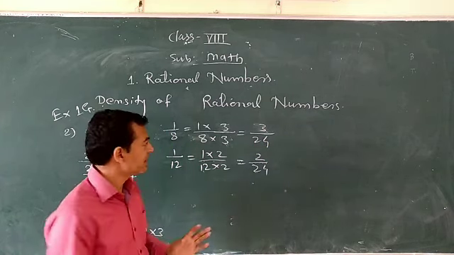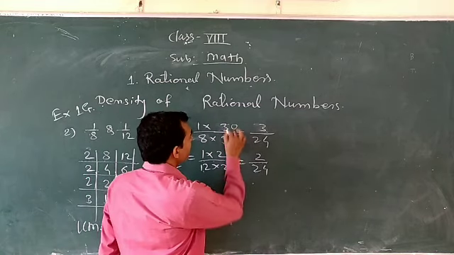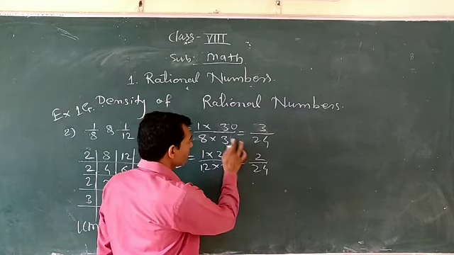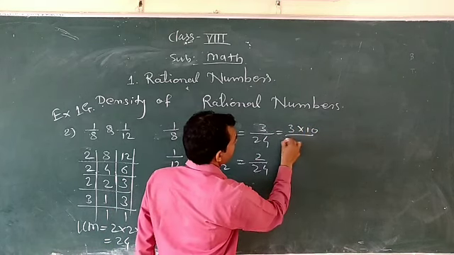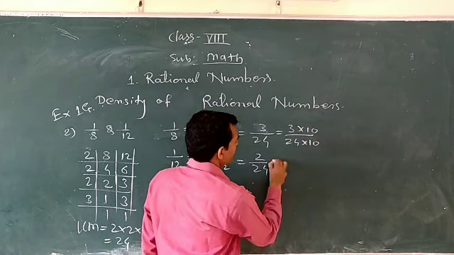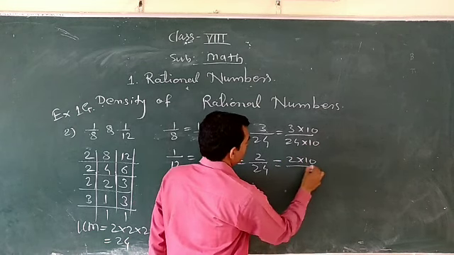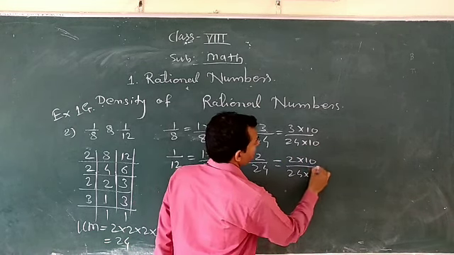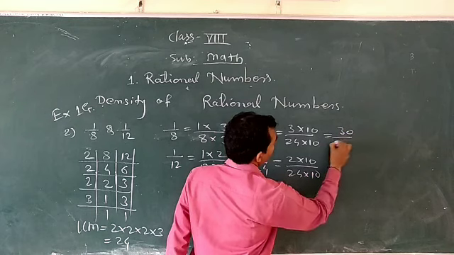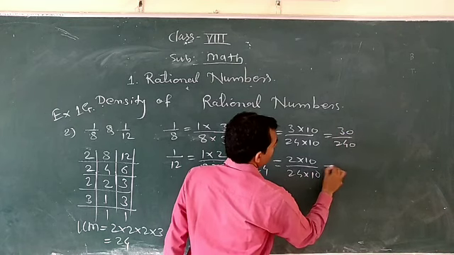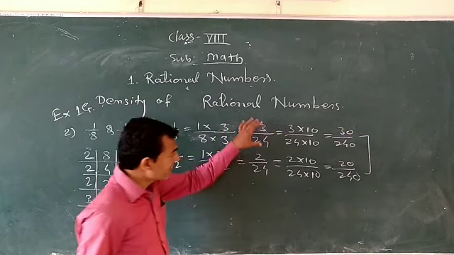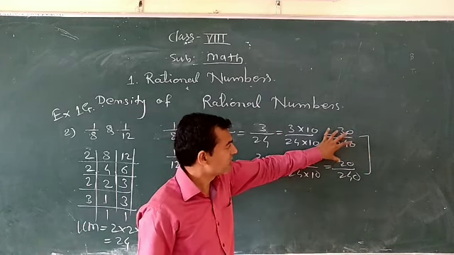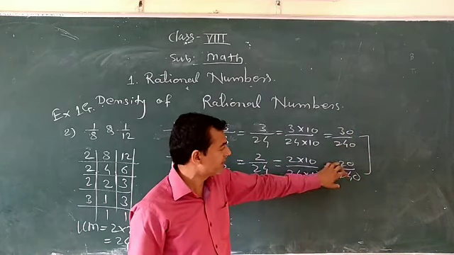But here, directly we can multiply by 10 by 10. Means what you have to do here? This number, suppose 3 into 10, and the same number again, 24 into 10. Here also 2 into 10 and 24 into 10. So what do you get here? Here 30 by 240 and here also 20 by 240. So like this you can get these numbers. In place of these numbers, you got 30 by 240 and 20 by 240.